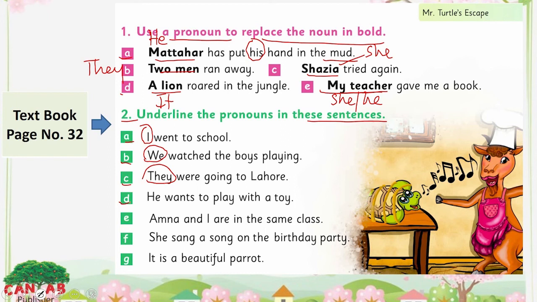Sentence D. He wants to play with a toy. Here the pronoun is he. Sentence E. Amna and I are in the same class. Here Amna is a noun. It's not a pronoun. Here the pronoun is yes, I. Sentence F. She sang a song on the birthday party.